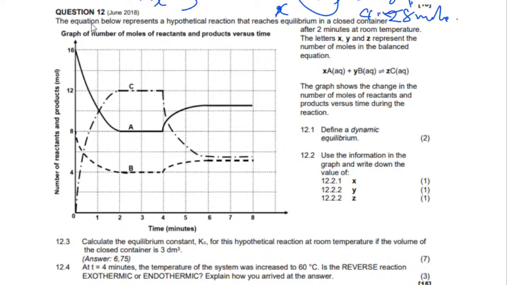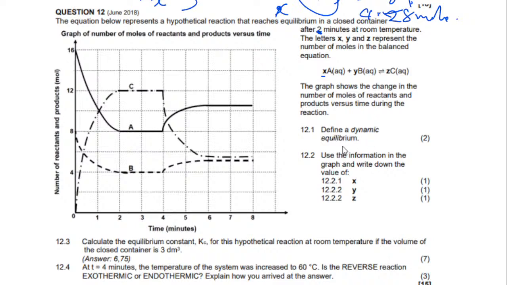Question: the graph below represents the hypothetical reaction that reaches equilibrium in a closed system or container. After 2 minutes, this is the key point. At room temperature, X, Y, and Z represent the number of moles. They don't represent the concentration, they represent the number of moles. The graph shows the number of moles of reactant and product versus the duration.